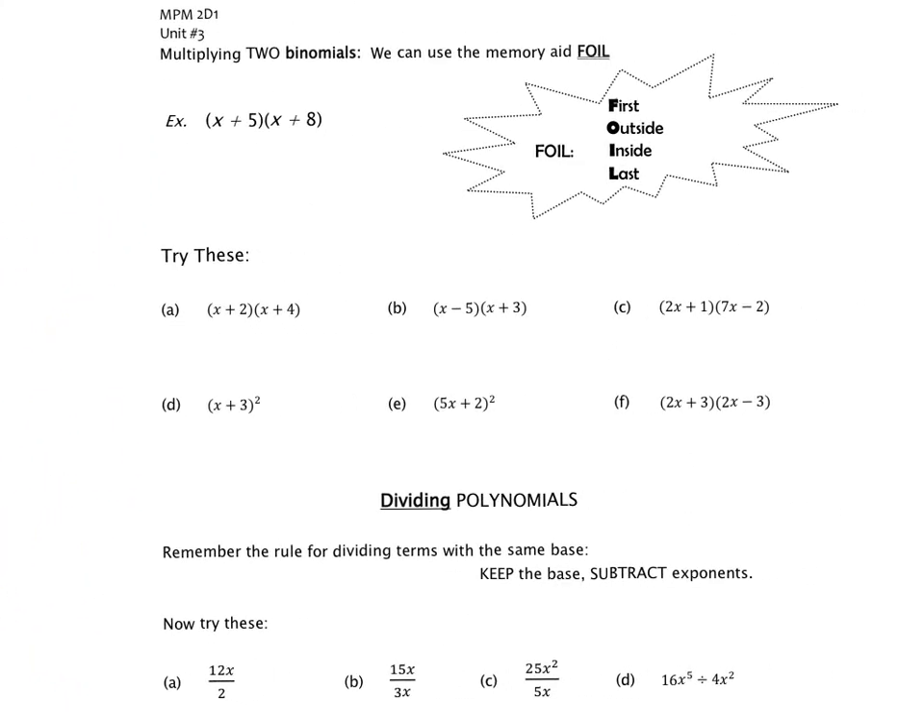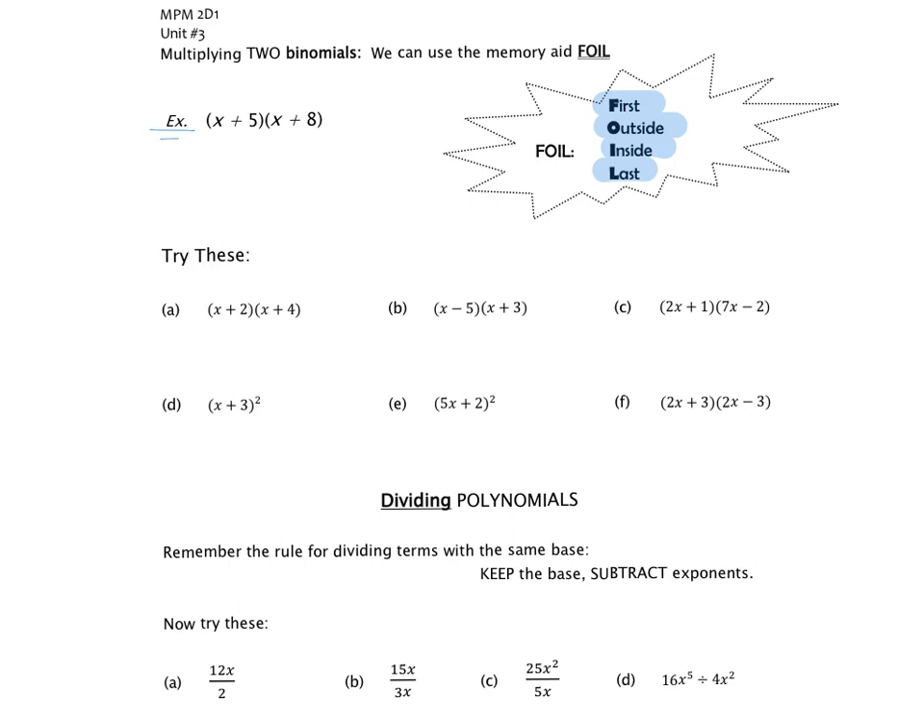Binomials, multiplying binomials. A lot of the times we use the word FOIL to help us remember the process of multiplying binomials. If you look at that, it just means first terms of the binomial are multiplied, and then the outside terms, then the inside terms, and then the last 2 terms of the 2 binomials. So I'm going to show you visually how that makes sense in this first example here.